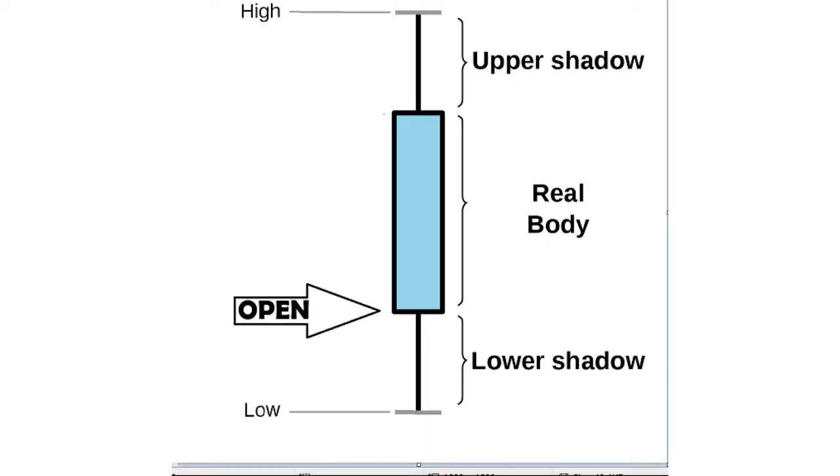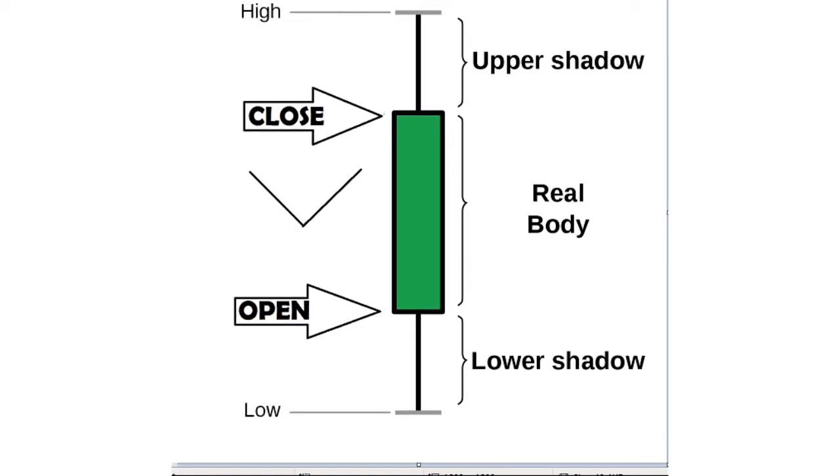In a bullish candlestick, the lower part of the real body represents the opening price of that stock during that time frame, and the upper part of the real body represents the closing price of that stock during that time frame. And since the closing price is greater than the opening price, hence the name increasing or bullish candlestick is used, since the price of that stock has increased during that whole day.